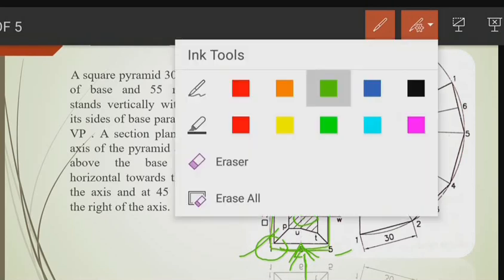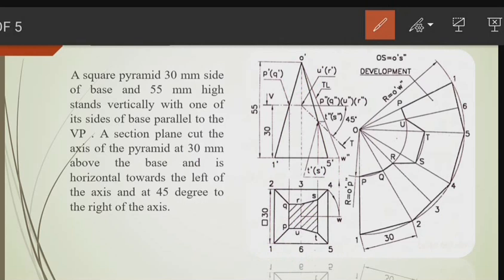Right. Now a section plane, very carefully listen to me. A section plane cuts the axis of the pyramid at 30 mm above the base. So first you have to draw a 30 mm line from the front view, and then a section plane. Suppose this is a section plane. We will draw the section plane as a chain type line.